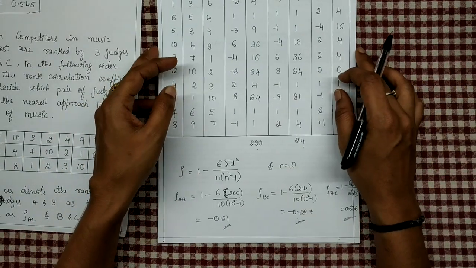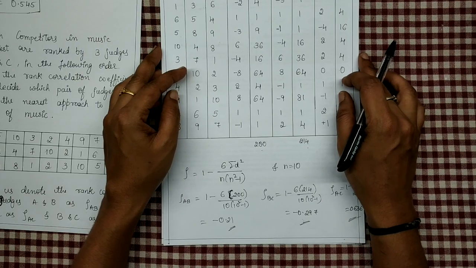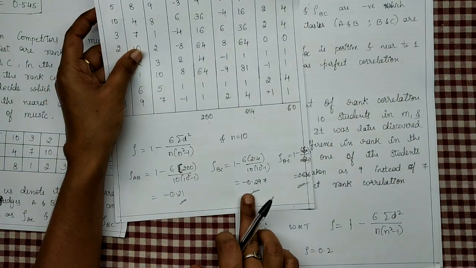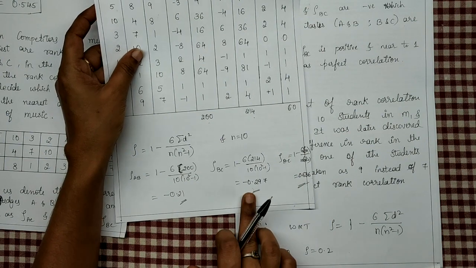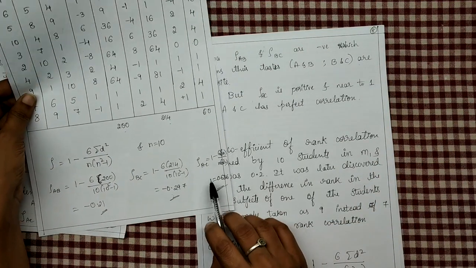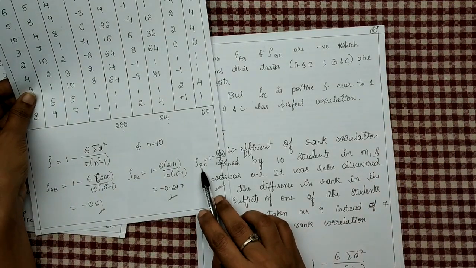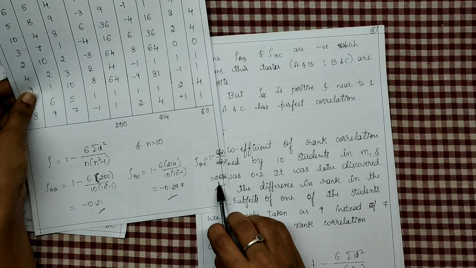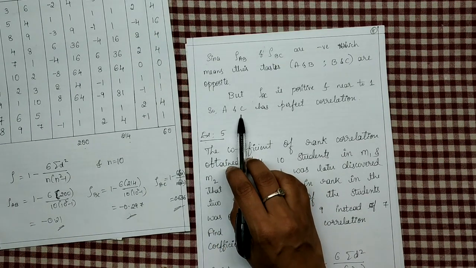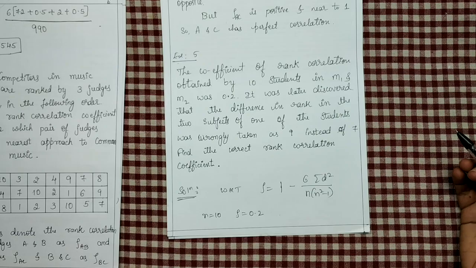Now I have to say which pair of judges have the same taste of music. See, if I look at these numbers, in the first case and in the second case, since the rank correlation coefficients are negative, their tastes are opposite. In the third case, the rank correlation coefficient, that is AC, is positive and it is near to 1. The correlation between the judges A and C is positive and it is nearly perfect correlation. We'll go for the next example now.